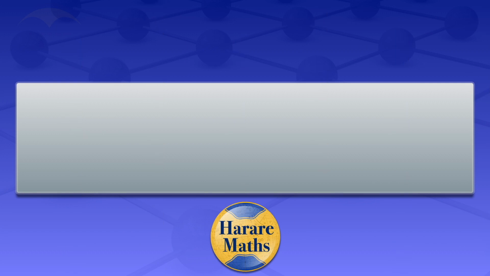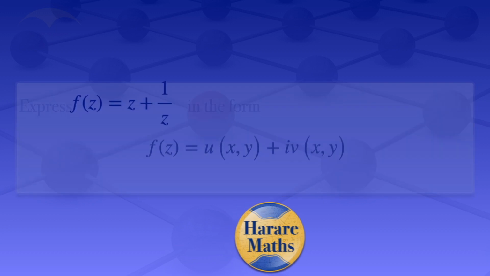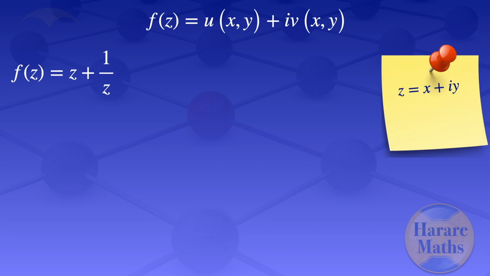In this video, I'm going to express the function f(z) in the form f(z) = u(x,y) + i·v(x,y). So we are given f(z) and we want to put it in the form above. A complex number is a number of the form x + iy, where x and y are real numbers and i is the square root of -1.